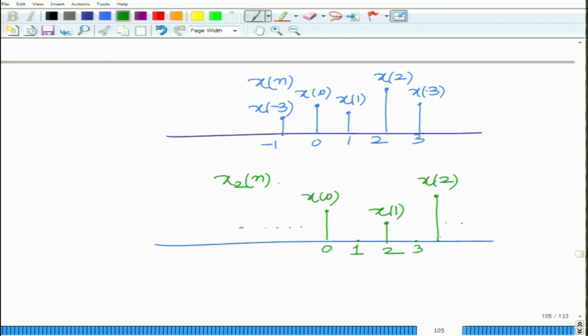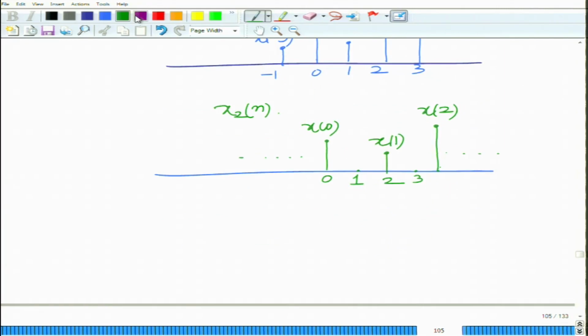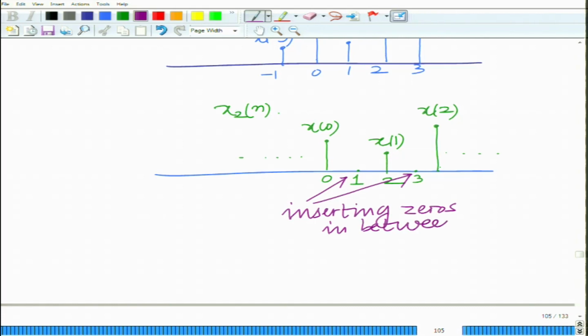Similarly, on the negative axis, this is x of n. So, you are interspersing, inserting zeros in between. The first thing to realize is that you are inserting zeros in between and spreading the signal out.